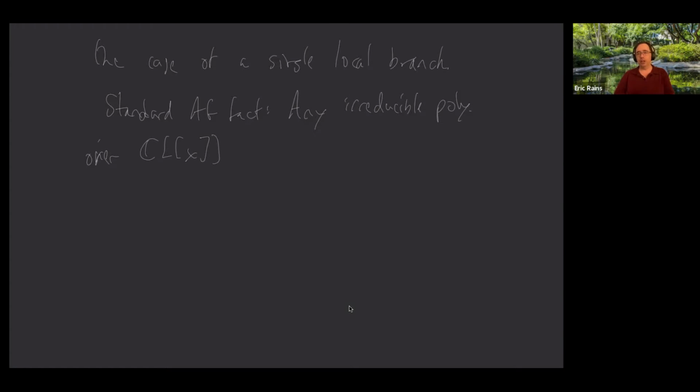Any irreducible polynomial over C double bracket X admits a parameterization of a root, where basically X is some power of u. And in fact, if this is of degree n, that's the n. And then y is some rational function in general of u.